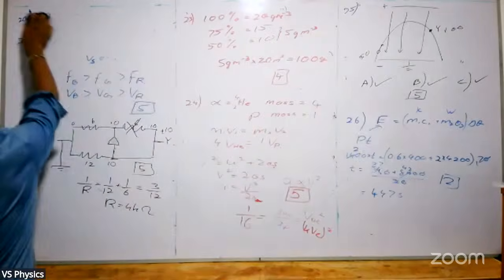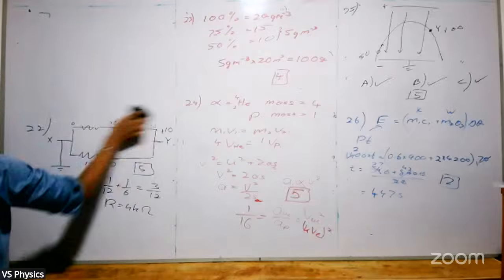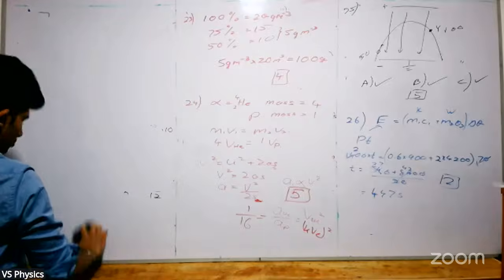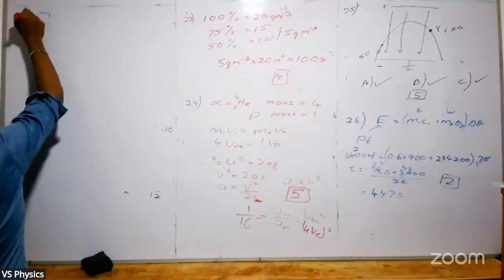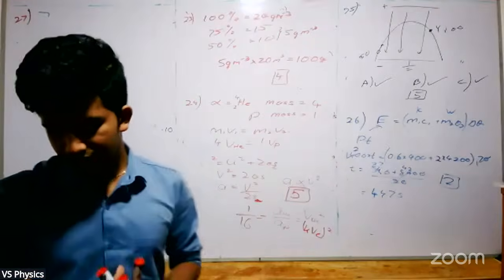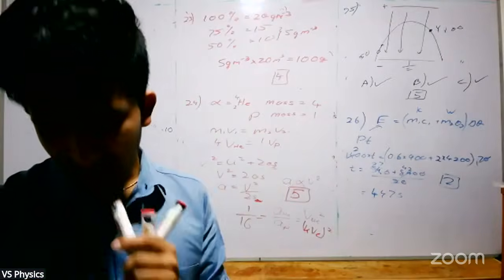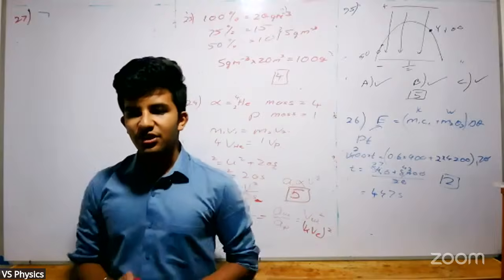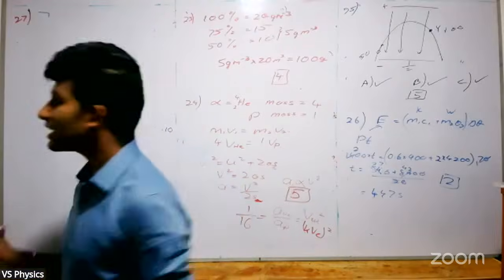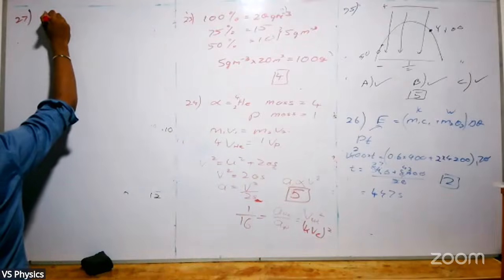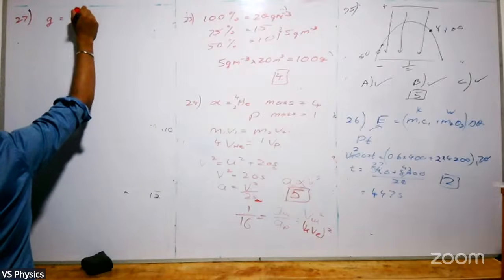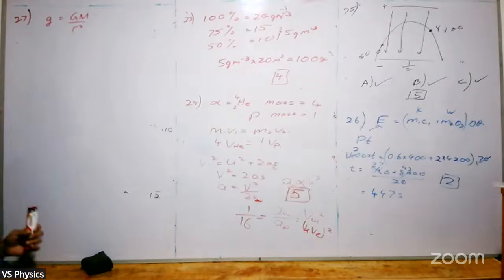27. What do we have in 27? If you know the equation for gravitational acceleration, you can directly get it from the gravitational field, GM divided by r squared.